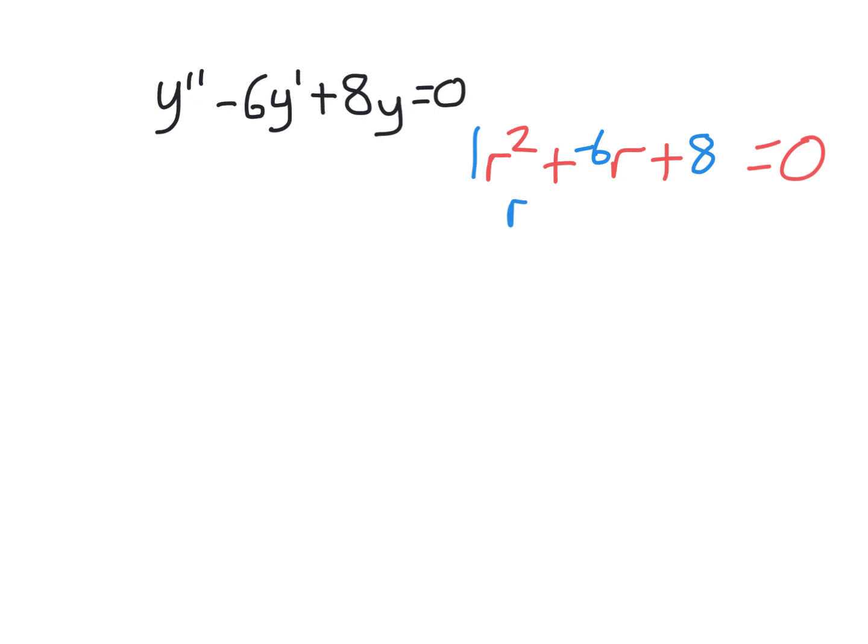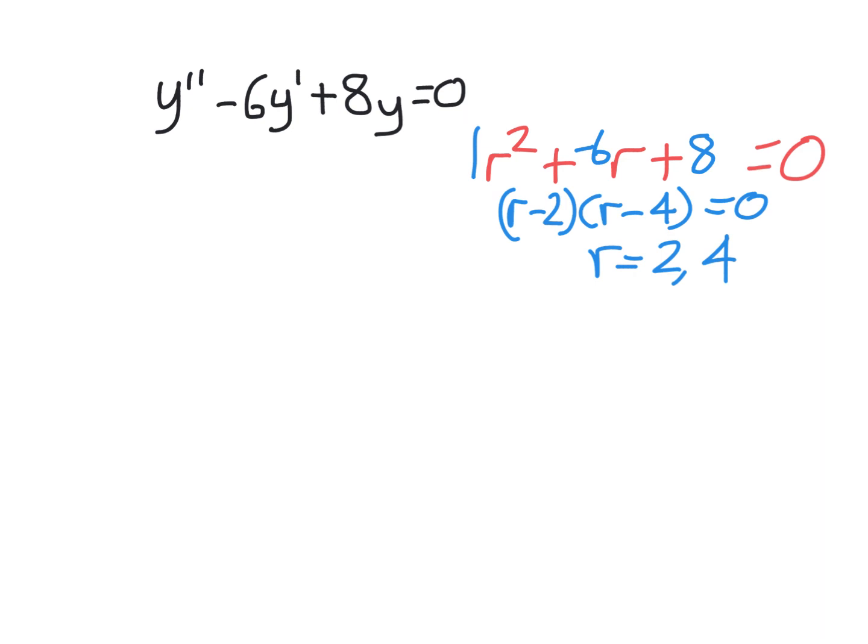It can be easily factorized. The 2 numbers that multiply to 8 and add to negative 6 are negative 2 and negative 4. So the 2 roots of this equation, the 2 solutions, are 2 and 4. We have distinct real solutions. So this is like case 1 on the previous slide.